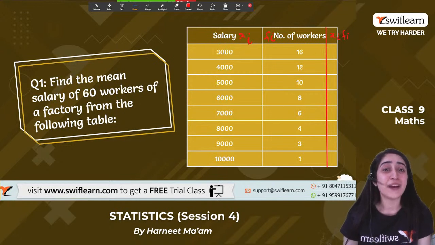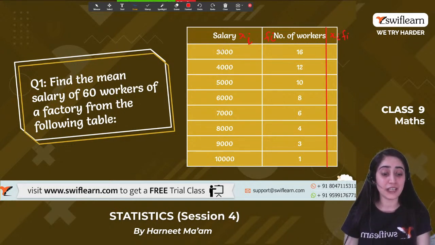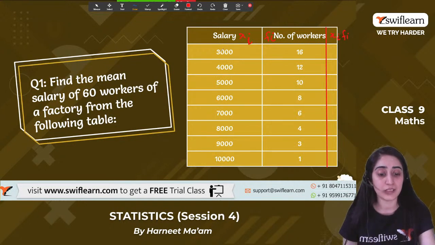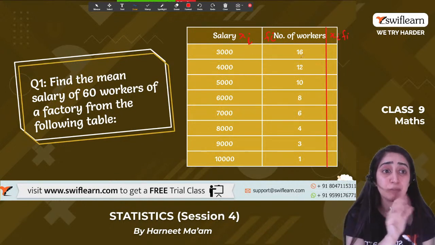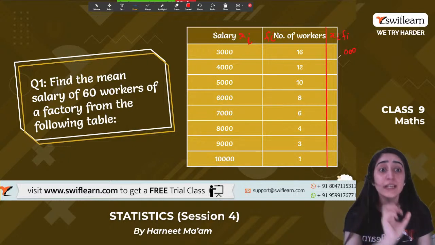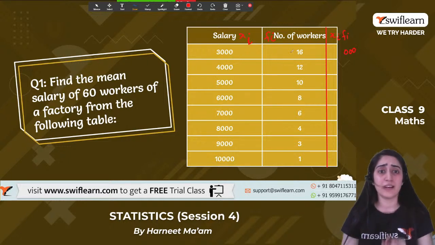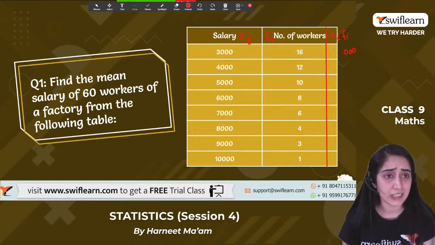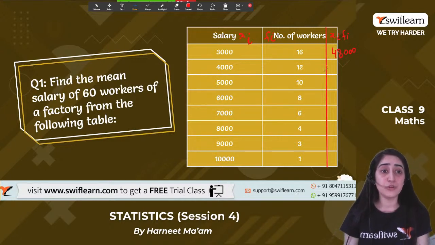Bear with me, I don't have that much space, but I hope you can understand what I'm trying to do. So I'll multiply 3,000 into 16. What is 3,000 into 16? I don't have to multiply with 3,000 because I already know zero's value is always zero. So simply I'll write 3 zeros, and multiply 16 with 3. 16 3s are 48. So that becomes this one. Now I'm multiplying these two. Already I'll write 3 zeros.